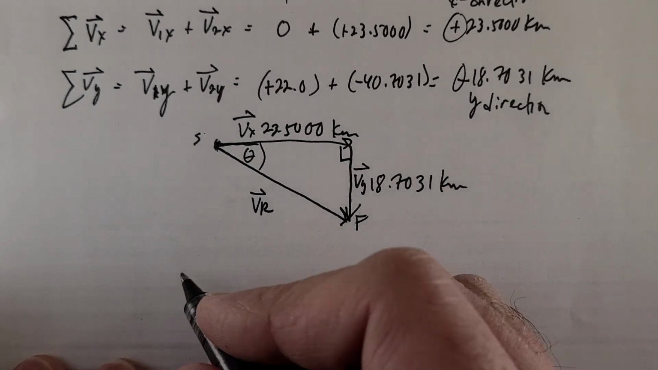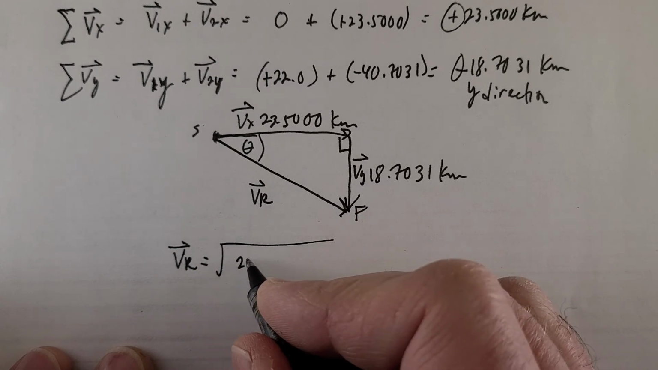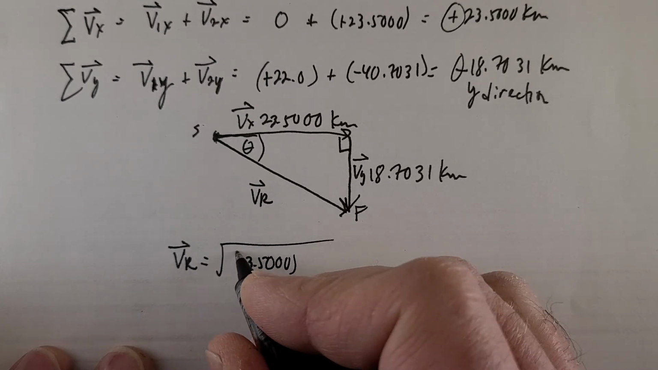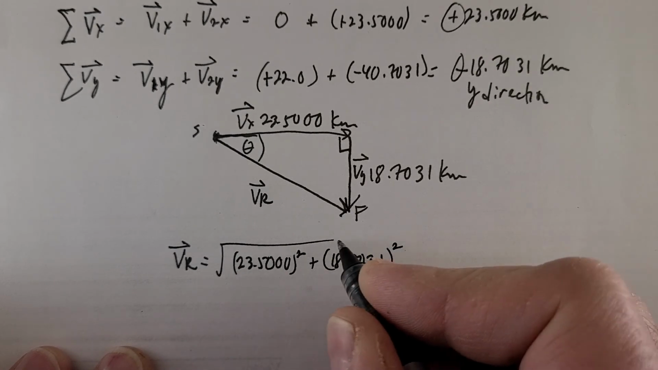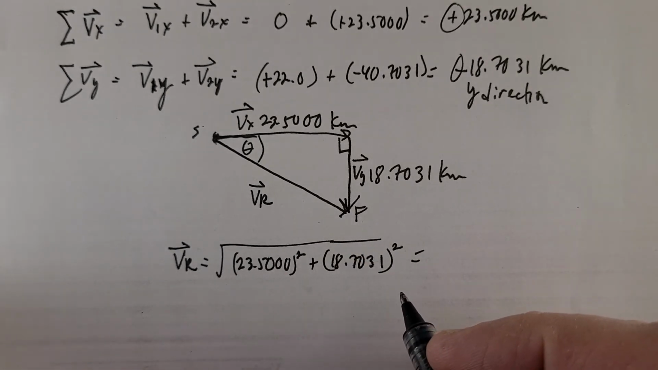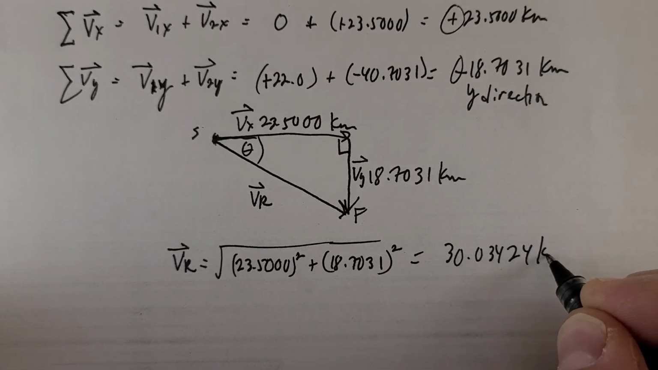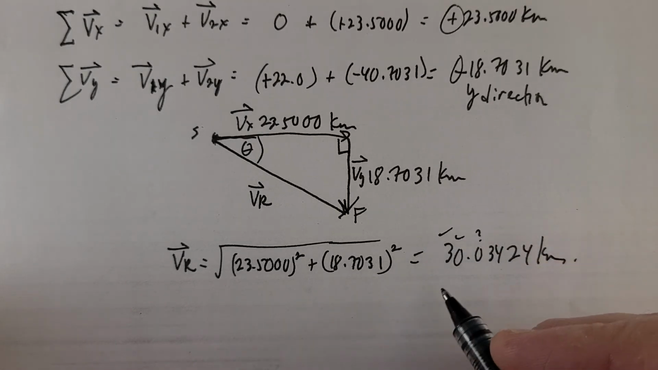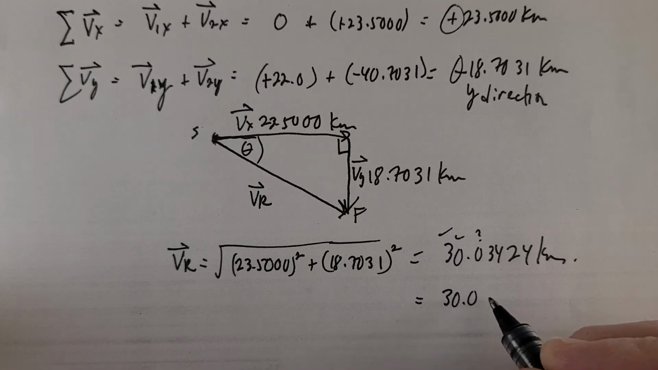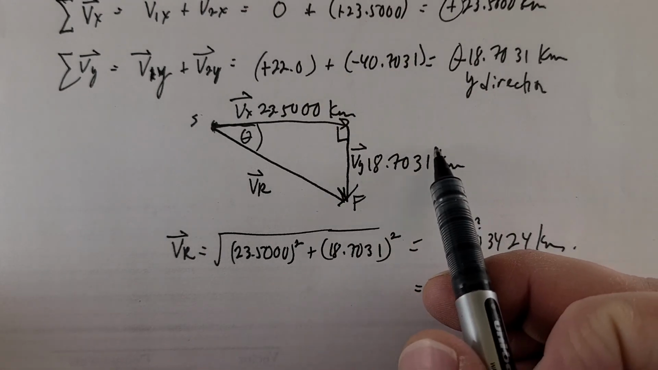And of course, in order to determine that, Vr is equal to the square root of 23.500 squared plus 18.7031 squared. And when you do that, I believe you get 30.03424 kilometers. And looking back at my original numbers, I think 3 sig figs is what I need for this question. So 30.0 kilometers.